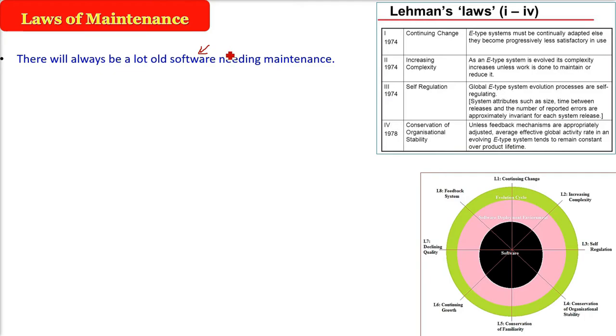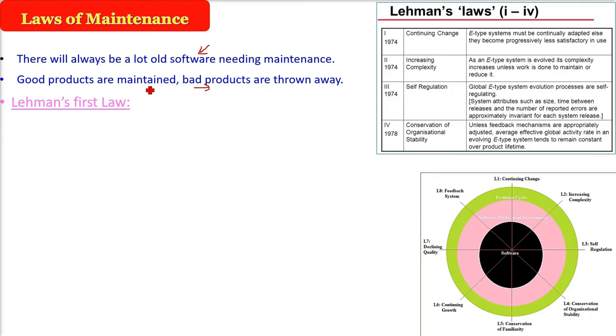The user will change, the technology will change, the thought process will change. So the software has to change. And if you have made a good product, it will be maintained, because a bad product will simply be thrown away in the dustbin. So there are certain laws of maintenance.